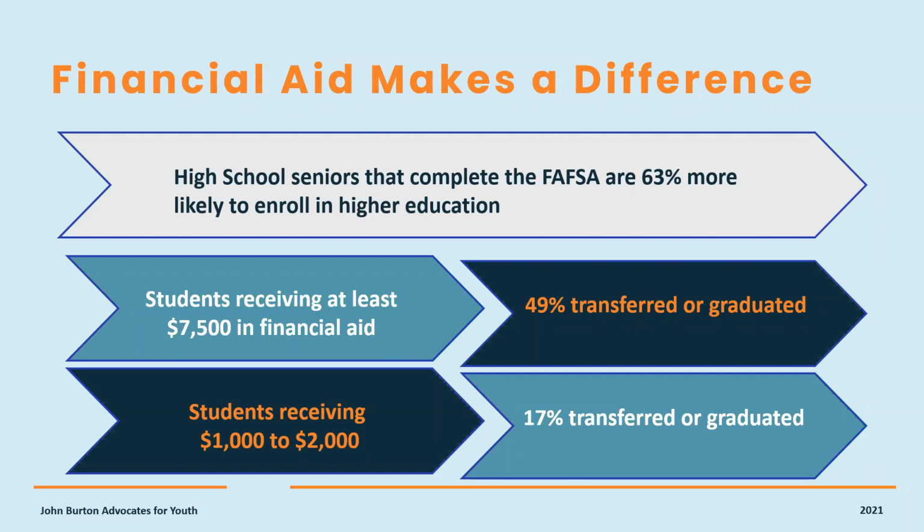And then the data shows that those who receive financial aid, it also impacts their success in persisting and transferring and graduating. So students that received at least $7,500 in financial aid, 49% of them transferred or graduated. That's compared to students that received only about $1,000 to $2,000 in financial aid. Only 17% transferred or graduated. So it definitely has a big impact in enrollment and through graduation as well.